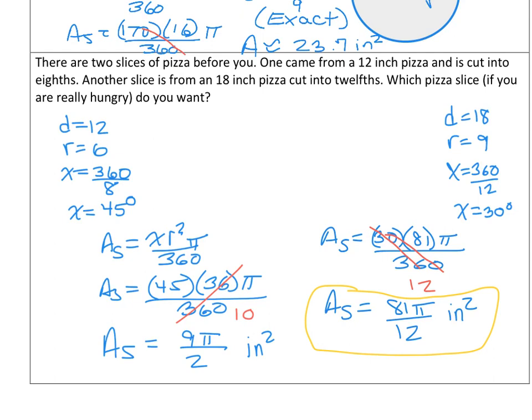Okay, in this video we looked at circle sector area, and I hope this helps.